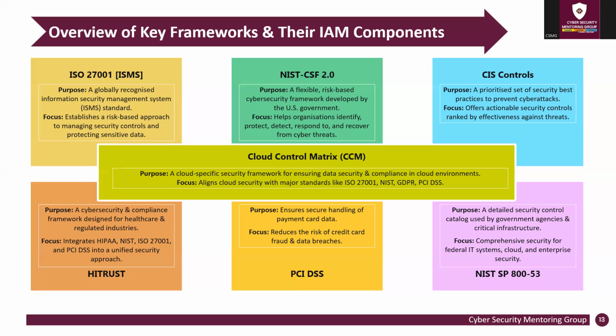Then you have the CIS controls. CIS controls used to be 20, but it's now 18. And you can also find this from the website of CIS Security. And then we have the CCM, mainly for cloud service providers. Then you have HITRUST, and you have PCI DSS, and then NIST.